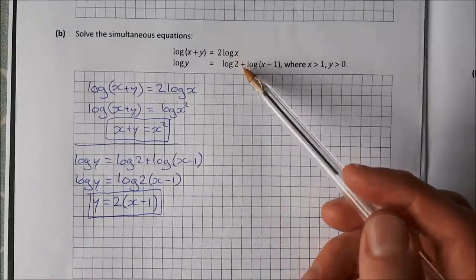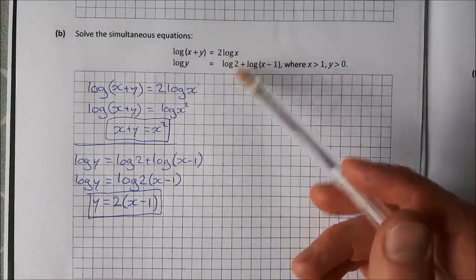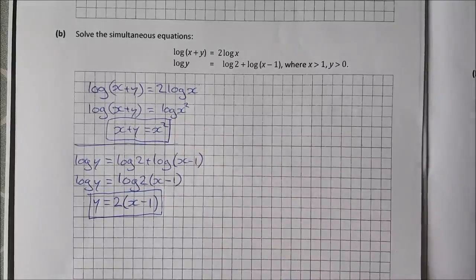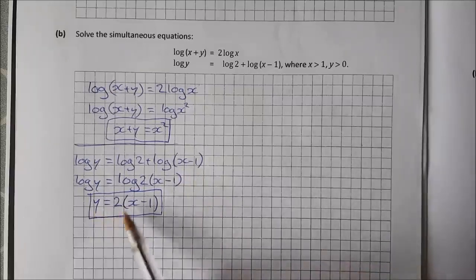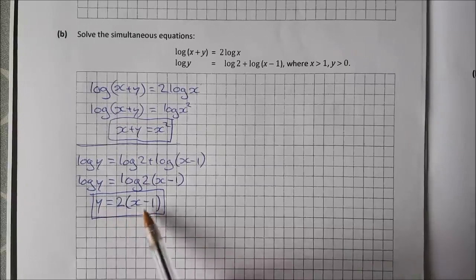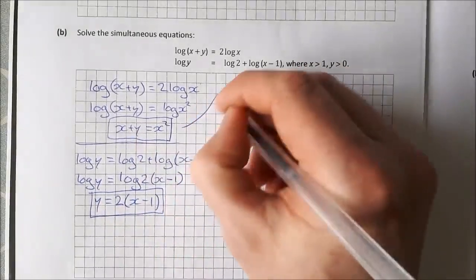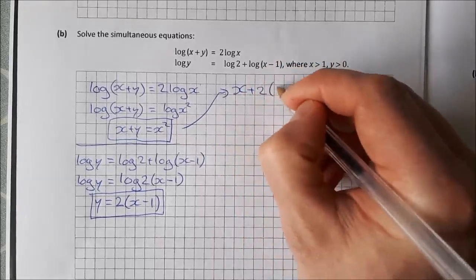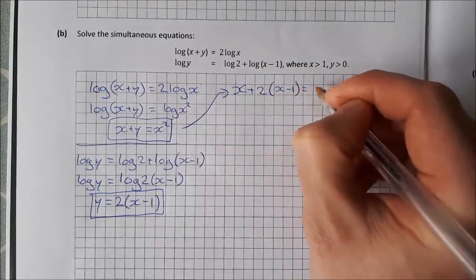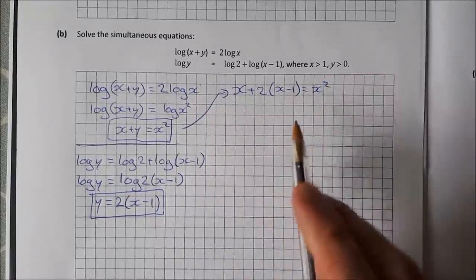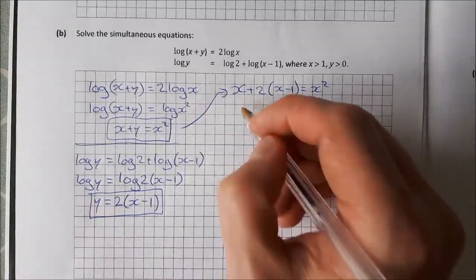So I've gone from these two difficult looking equations with logs in them to these two equations here with no logs. They're just simple simultaneous equations that I should be able to solve easily. So to solve these, I'm going to substitute y equal to 2 times x minus 1 into here. I'm going to take everything to the right hand side and multiply out at the same time.